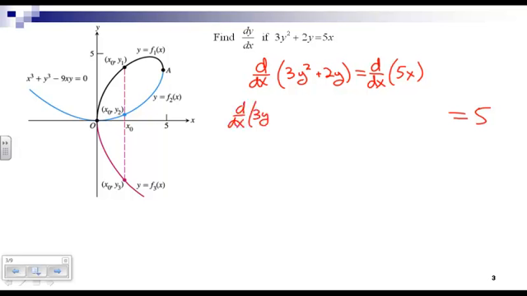Wouldn't it be with respect to y? Nope, it's all with respect to x, because y is implied to be a function of x. So everything's with respect to x. All right. Hey, I used the sum rule.